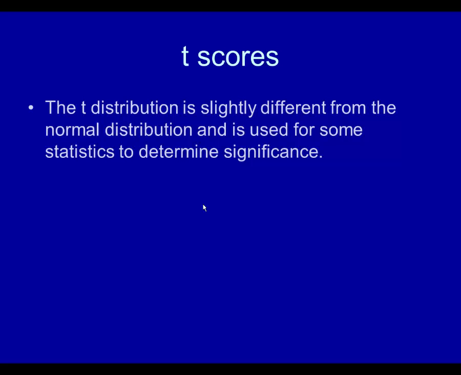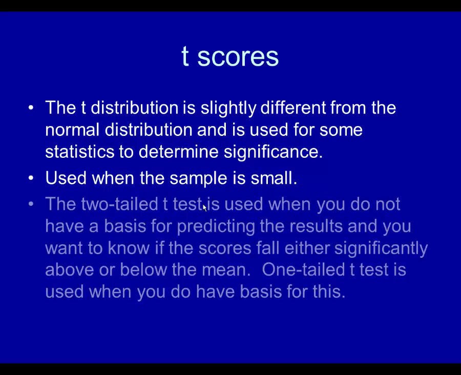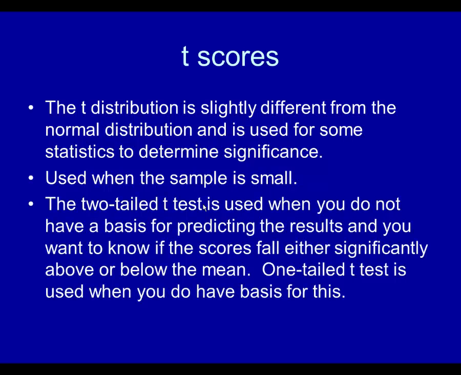T-scores. The t-distribution is slightly different from the normal distribution and is used for some statistics to determine significance. It's used when the sample is small, and you'll see that there are a number of tests. The two-tailed t-test is used when you do not have a basis for predicting the results, and you want to know if the scores fall either significantly above or below the mean.